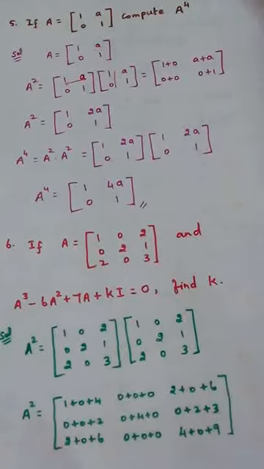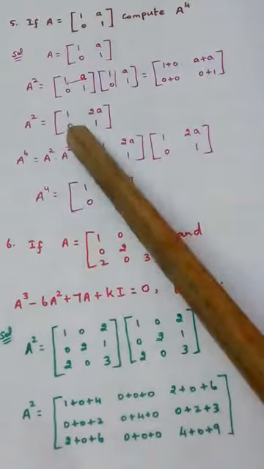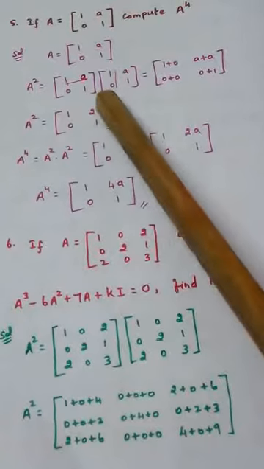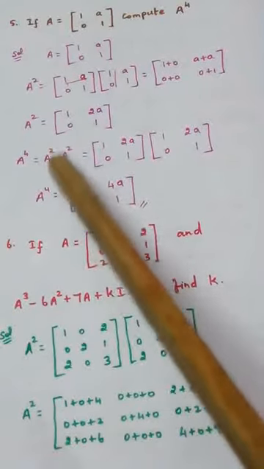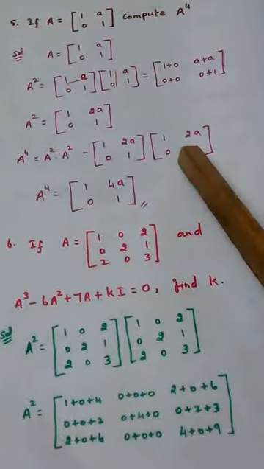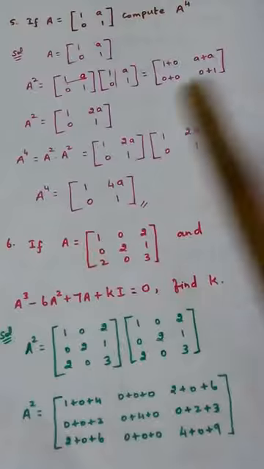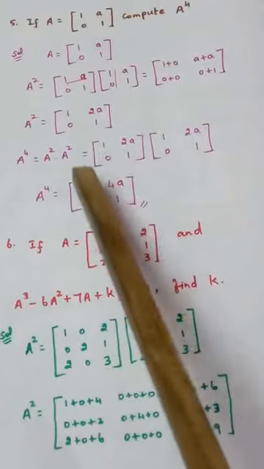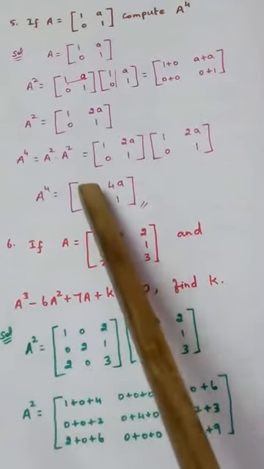Simplifying this: 1 plus 0 is 1, A plus A is 2A, 0 plus 0 is 0, and again 1. So this is nothing but A square. Now I am going to calculate A power 4. A power 4 can be written as A square into A square, right or not? So this is A square, another A square. Same way, first row, first column. Now you yourself try to tell the answer. First row, first column: 1 into 1, and 2A into 0, so 1 plus 0, 1.